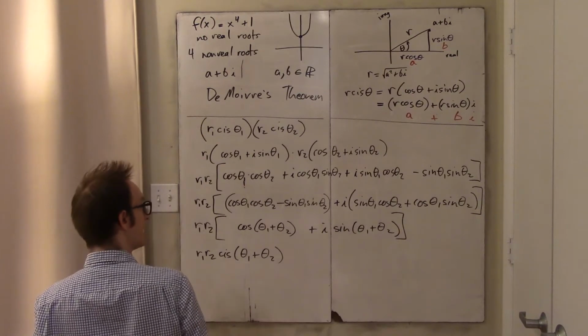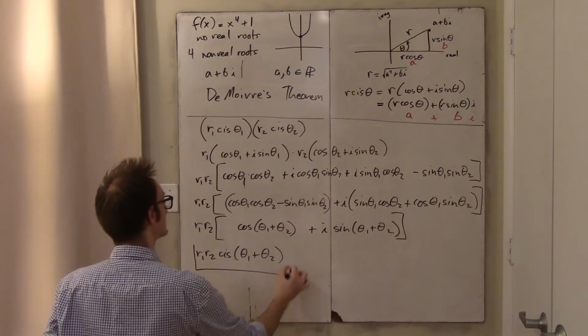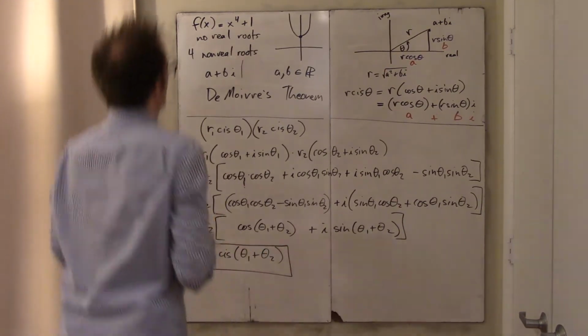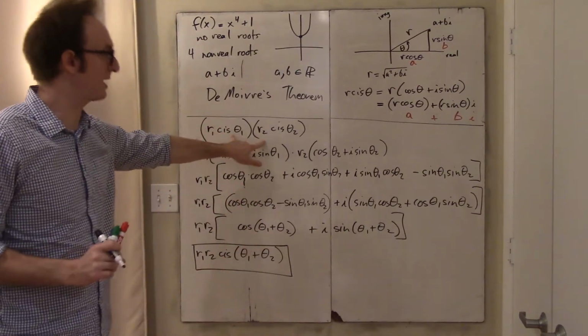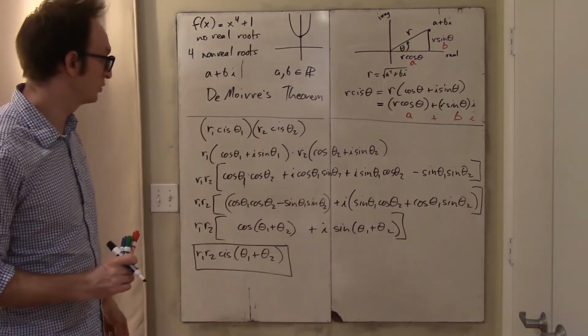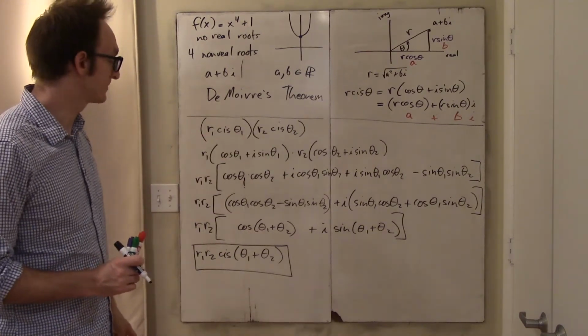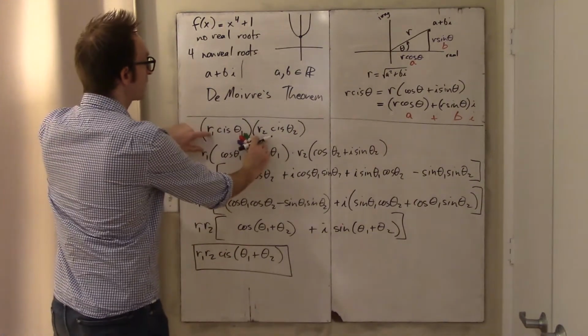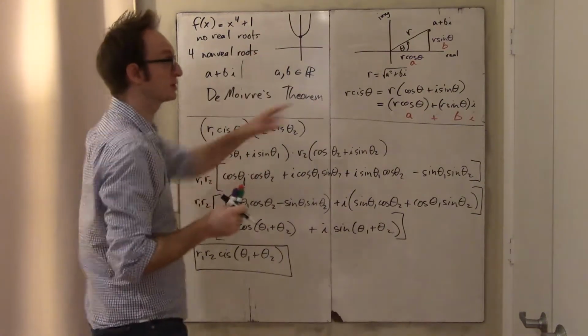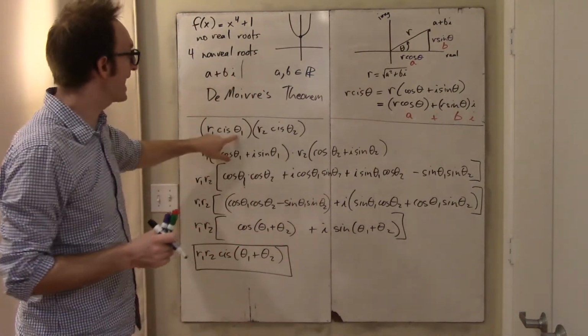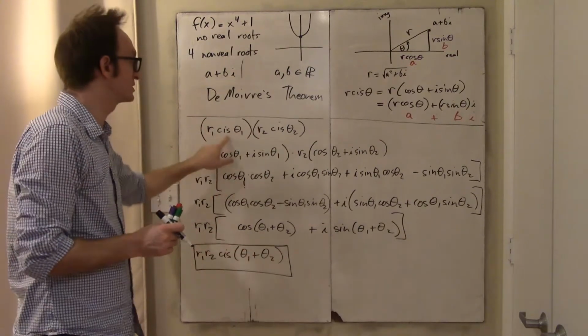So it's just as I promised: if you have two arbitrary complex numbers and you multiply them together, then the product is r1 r2 away from the origin on the complex plane, and the angle is now the sum of these two angles.